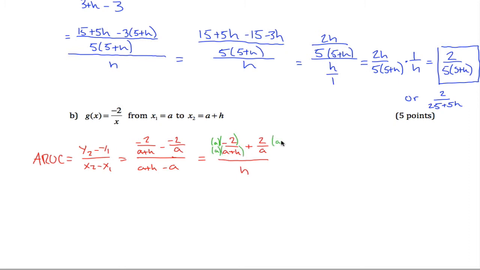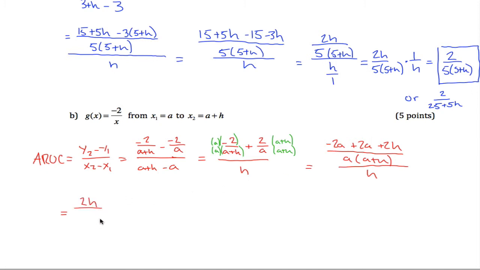And this side by a plus h over a plus h. And if you carefully collect all your like terms and distribute stuff through, you get negative 2a plus 2a plus 2h. It's all divided by a times a plus h. And that's all divided by h. Negative 2a plus 2a, those cancel out.